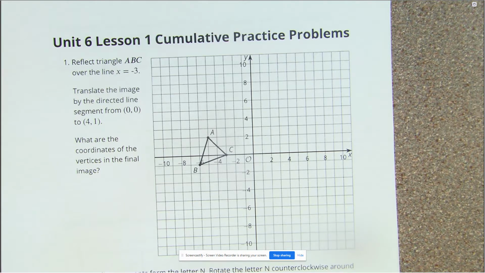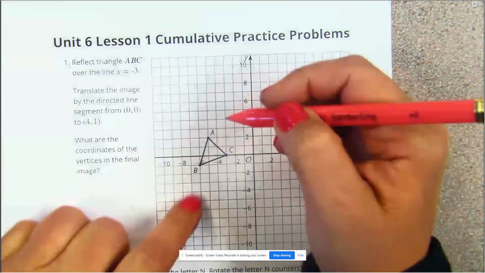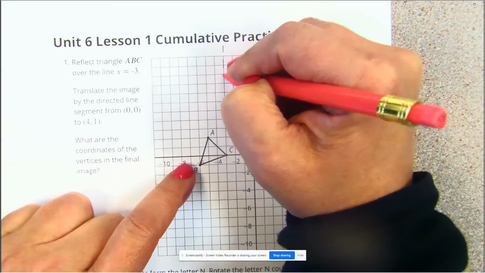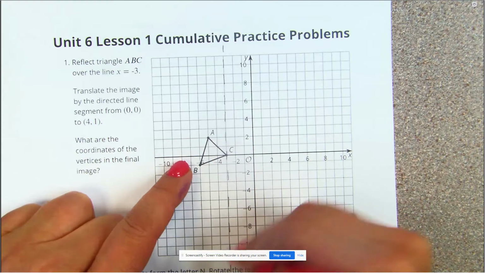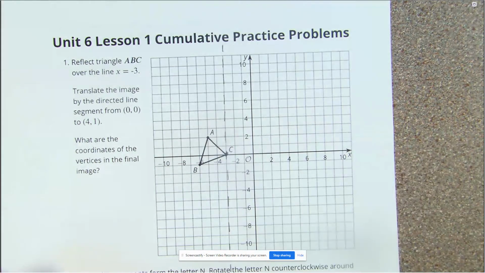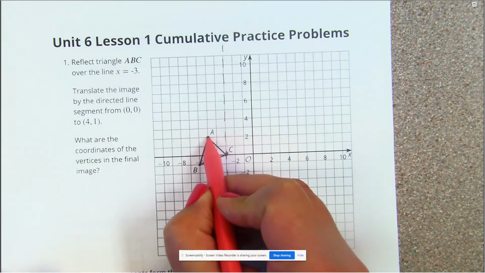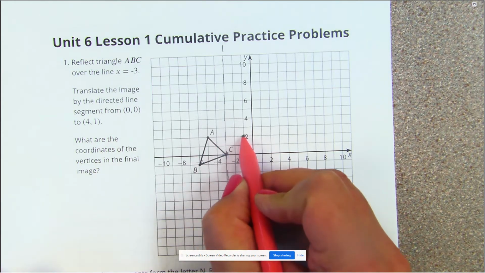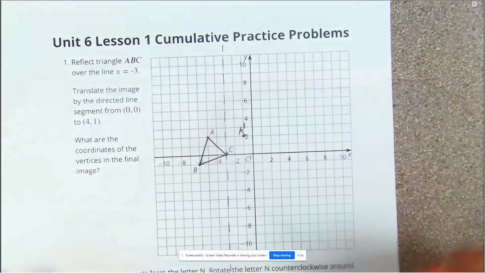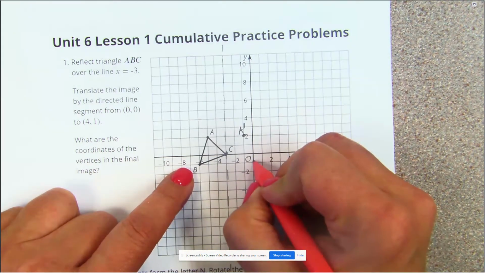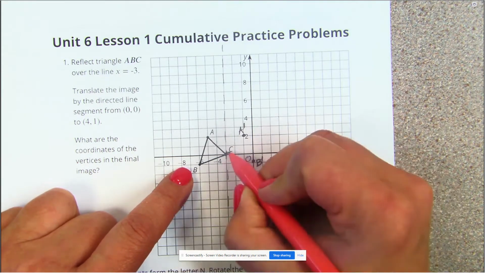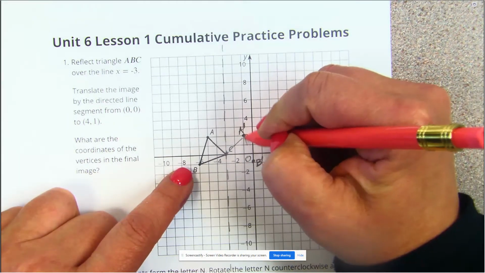All right, number 1, it says reflect triangle ABC over the line x equals -3. So x equals -3 is this line right here. First of all, I can see that point C is on that line. So if the point is on the line, it's going to stay there. A is 2 away, so I'm going to go 2 away over here. Call that A prime. And then B is 1, 2, 3 away, so I'm going to go 1, 2, 3 away. There's B prime. And I'm just going to lightly sketch in this first one.